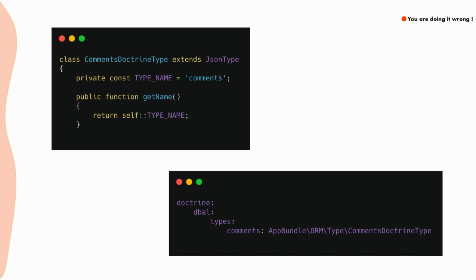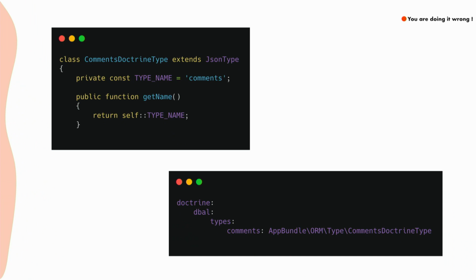Doctrine gives us the possibility to define a custom type. And since JSON is the type that can hold anything we want, we can extend from it and just have a type to store those comments as a JSON field inside the invoice table.